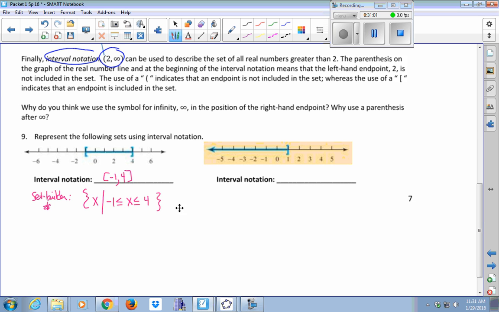Okay, notice in interval notation, -1 is smaller than 4, so that's always the first number that's listed in the interval notation. Okay, who wants to try interval notation for the second set, other than Nick? Anybody feeling brave? Even if you're not brave and you're just willing to give it a shot, it's okay.